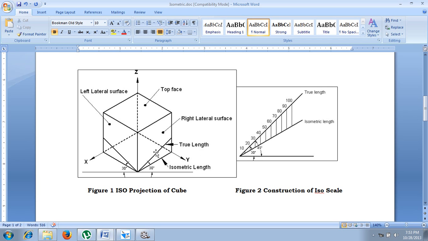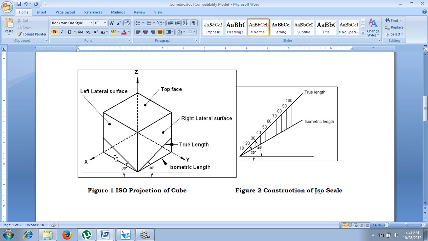0.8164 times. Now here you can see this will become the true length of a square if you are going to draw, but in case of isometric projection that will be foreshortened to this length. This is called the isometric length. Now whatever the angle you are going to get, that is called the isometric angle, that is 30 degree to the right, 30 degree to the left.